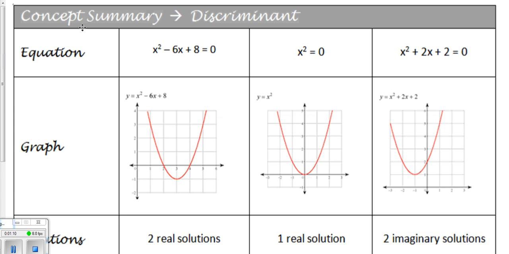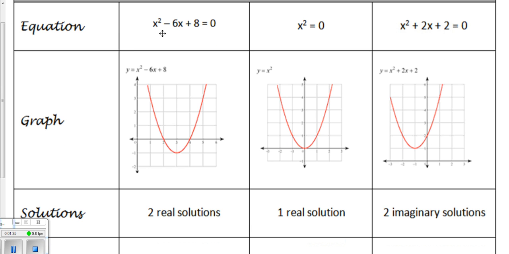On your next slide, we have the concept summary about the discriminant. Now, here are 3 different equations given. These are all quadratic equations because they have the x squared in them. That's our biggest power of x. And if we were to graph this one, x squared minus 6x plus 8, the parabola would look something like this. Notice that it touches the x-axis right here and here. There are 2 x-intercepts, or there are 2 solutions to this one.